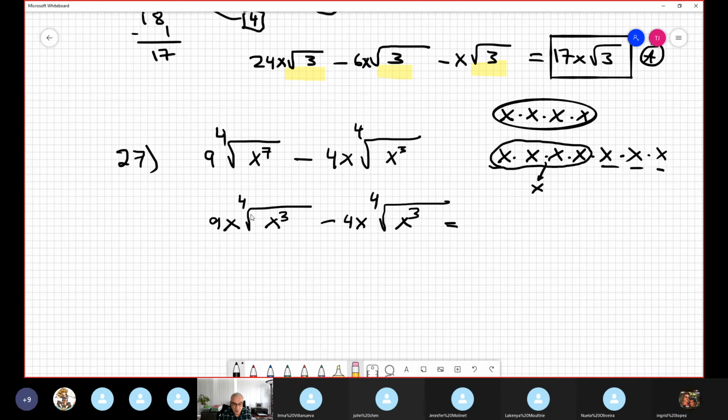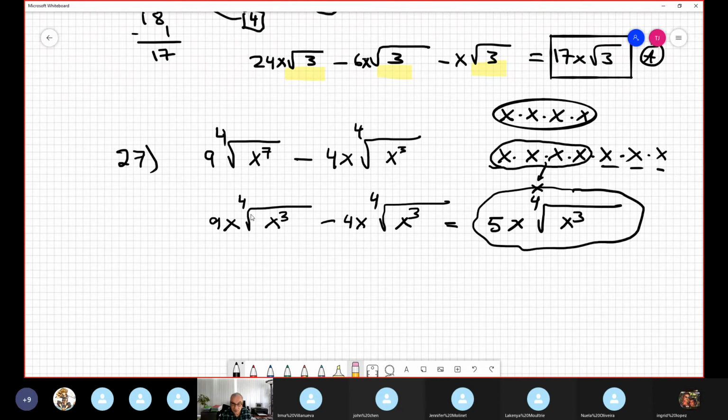Now ready, because they are like terms, exactly the same variable, exactly the same exponent, and you're subtracting 9 minus 4, which is 5. The answer is 5x times the 4th root of x cubed. And leave it like that. No more simplification. 5x, like option A. Any question, guys?